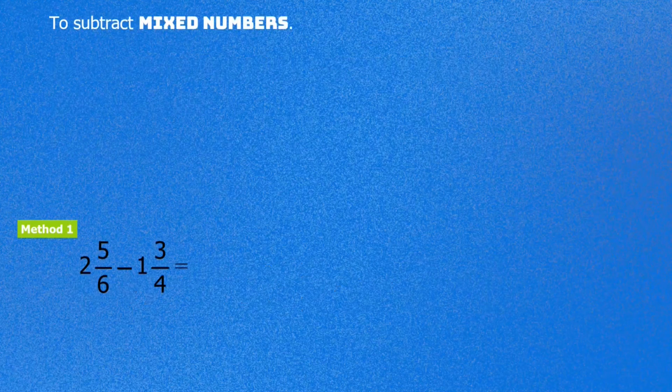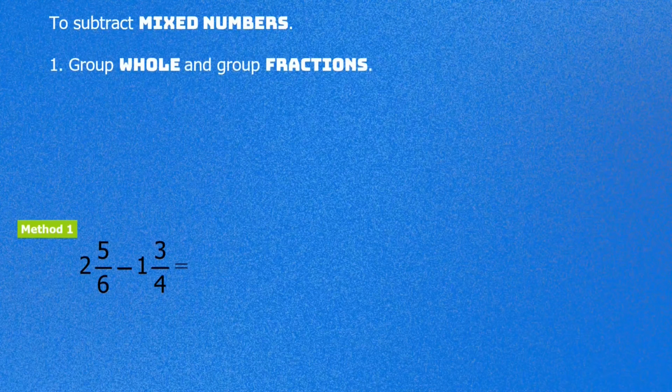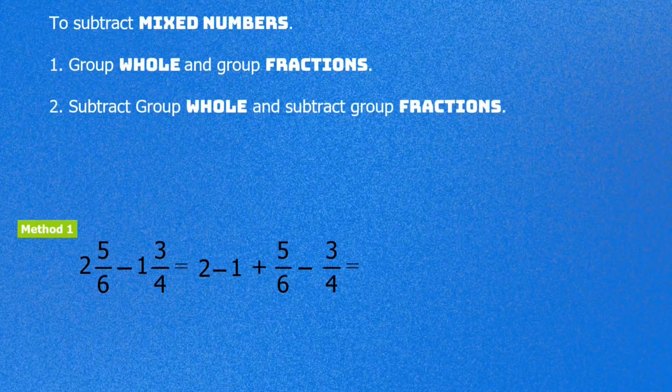To subtract mixed numbers, we group whole numbers and the fractional numbers separately. Our whole numbers are 2 and 1. Our fractions are 5/6 and 3/4. We will now subtract the whole numbers and also subtract the fractional numbers. To do that, we make sure our fractions have common denominators.